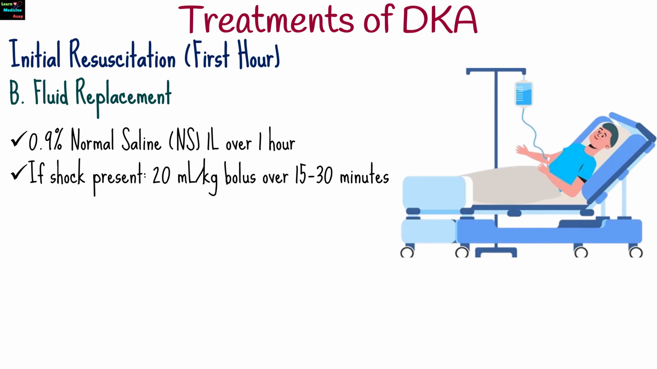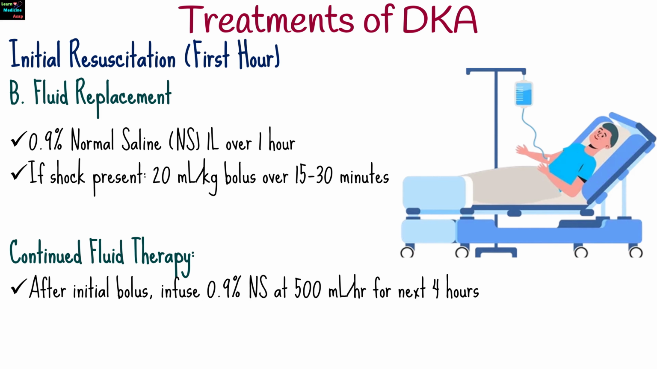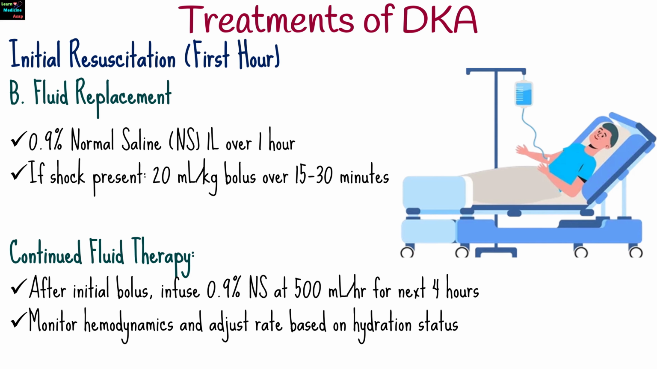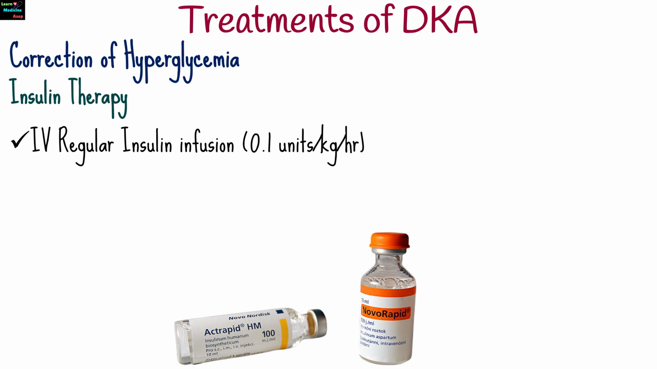If shock is present, 20 milliliters per kilogram bolus over 15 to 30 minutes should be administered. After initial bolus, infuse 0.9% normal saline at 500 milliliters per hour for the next 4 hours. Monitor hemodynamics and adjust rate based on hydration status. For correction of hyperglycemia, intravenous regular insulin infusion at a rate of 0.1 units per kilogram per hour is administered.